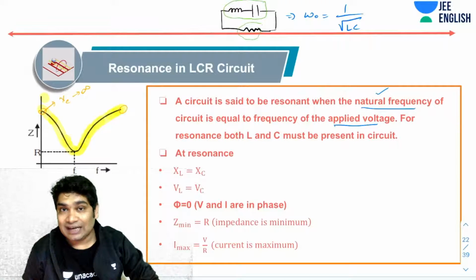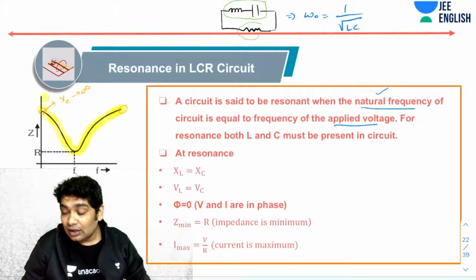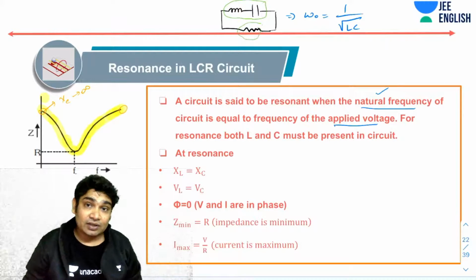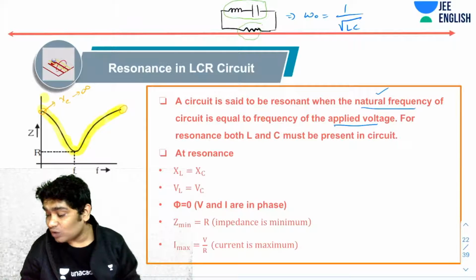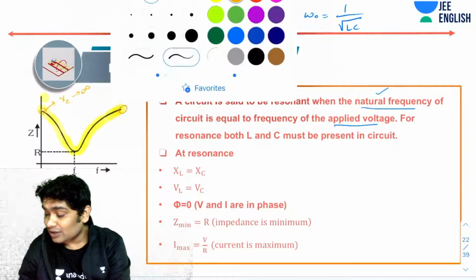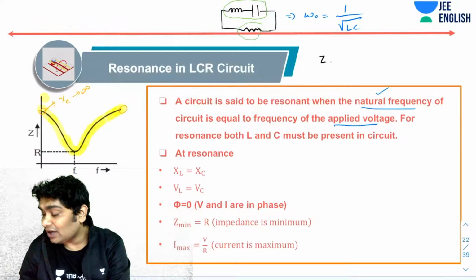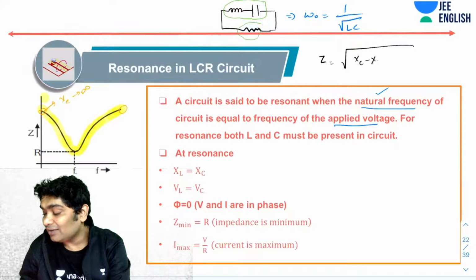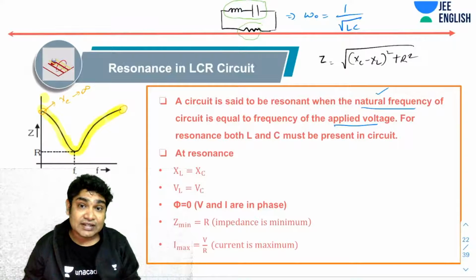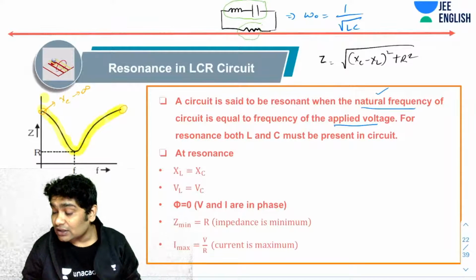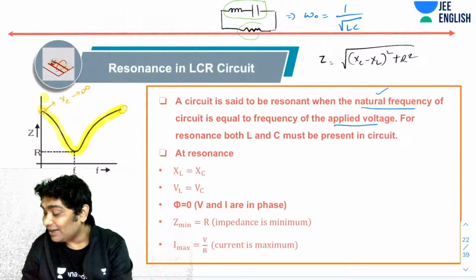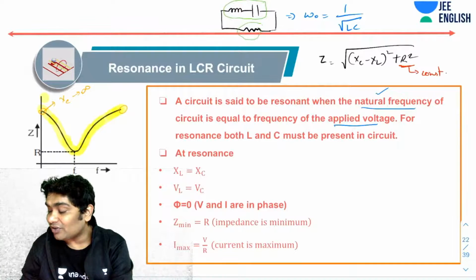I hope you can see that. So there is a minima that is achieved. What is the impedance of the circuit? Let's think about this. Impedance is given as the root of (XC minus XL) whole square plus R square. Now you realize if you vary the frequency, this term R is constant. It does not depend on frequency. The only term that can change with frequency is this.